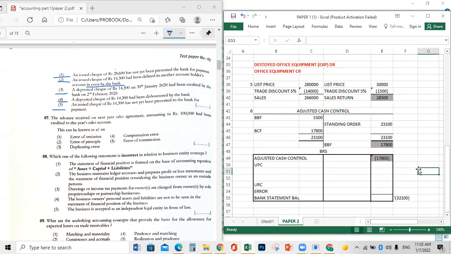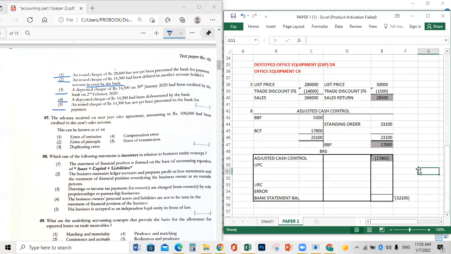Now go to the third one. A deposited check, 32,300 on 30th Jan, had been credited by the bank on 2nd Feb. Tell me, guys, what do you call this check?